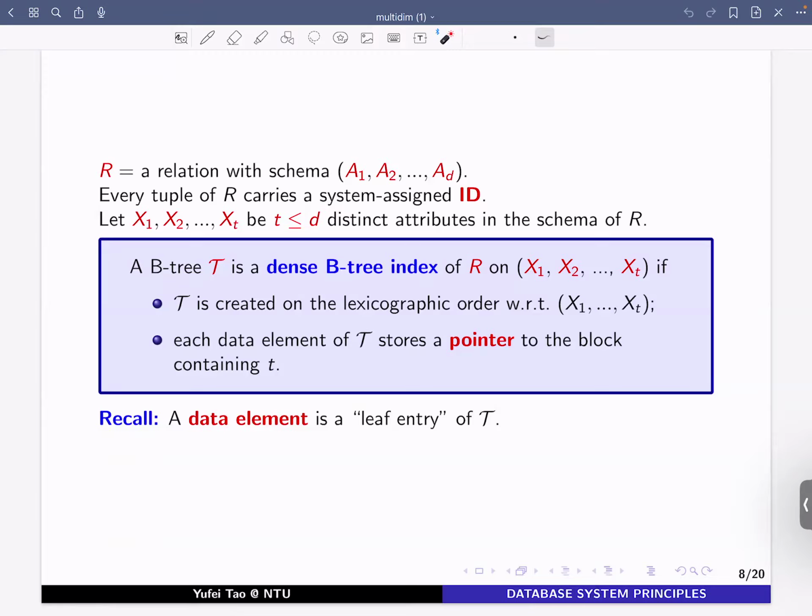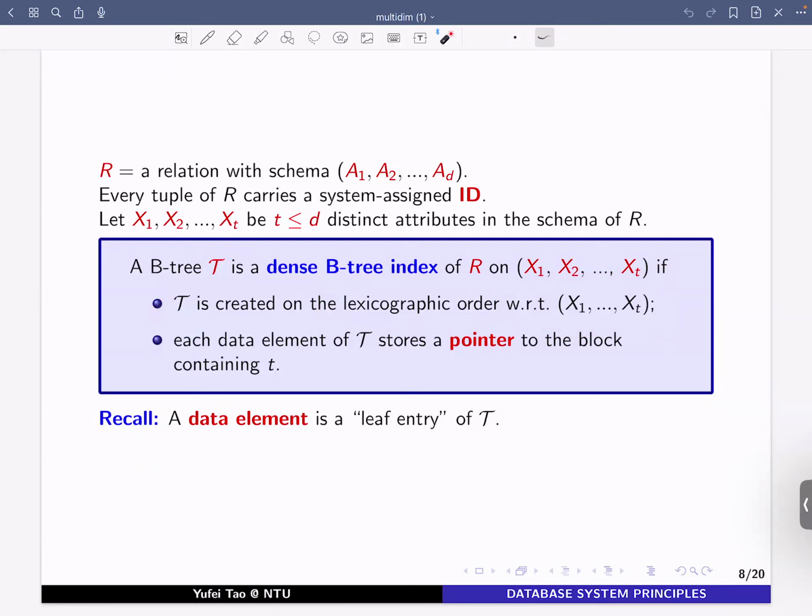I think we can go into this formal definition directly. So you have a relation here, and every tuple in the relation carries an ID. And here you have a lexicographic order, and you specify this lexicographic order with respect to a sequence of attributes. Okay, and then you have a total order. And then you can create a B tree on this total order, and this is a dense index, meaning every tuple in the relation has a leaf entry in the B tree. Okay, so that's the first bullet.